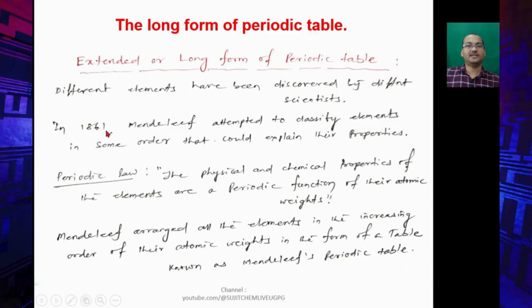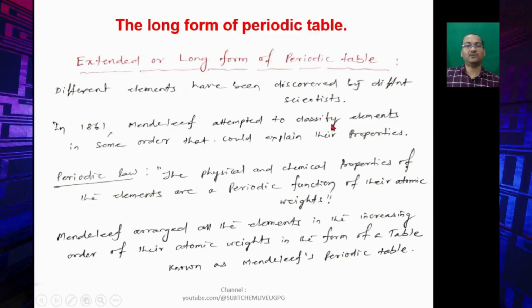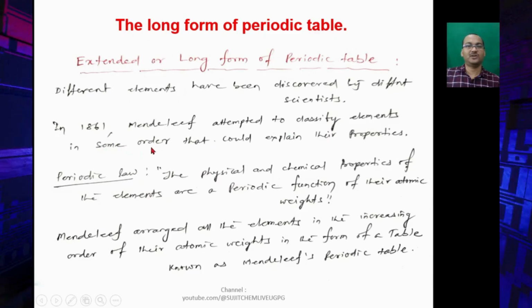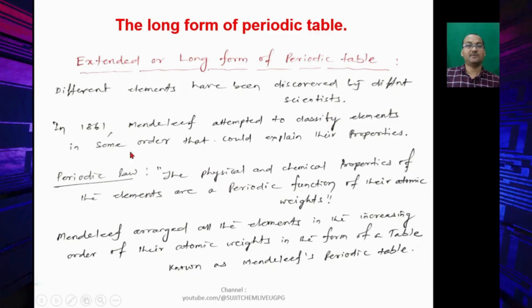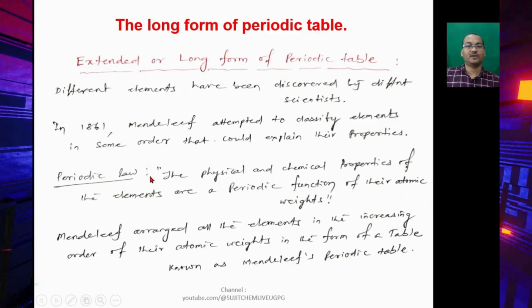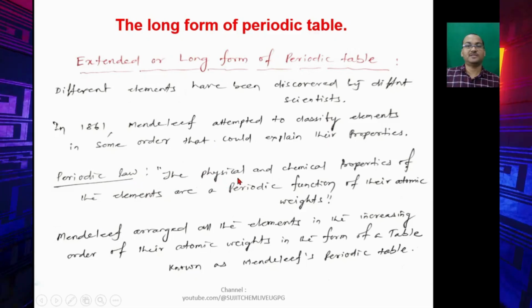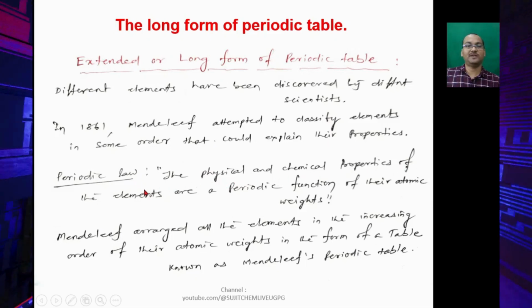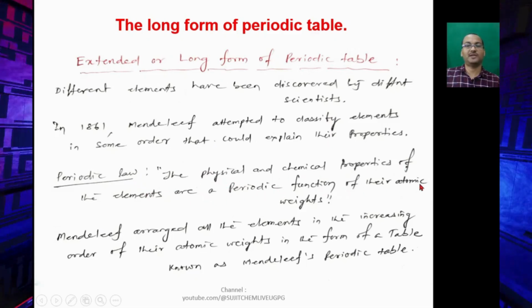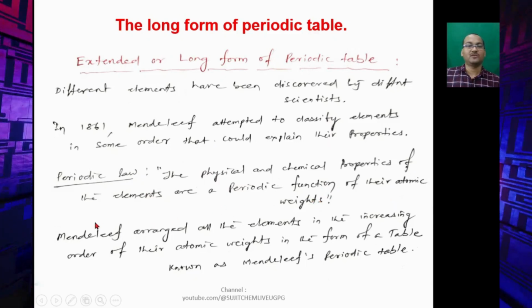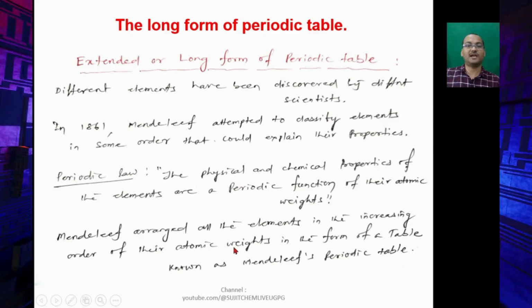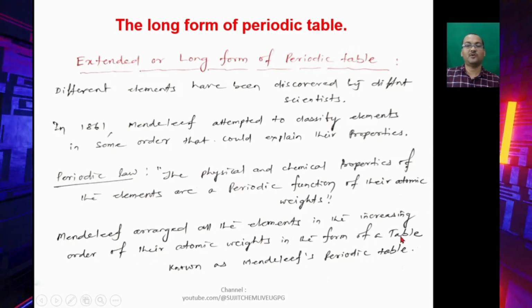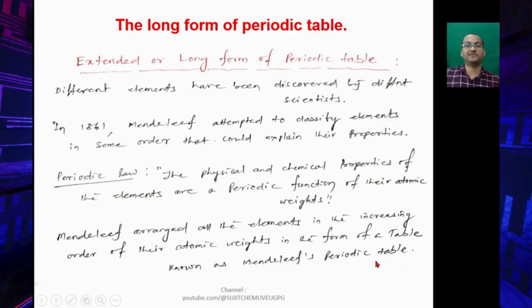In 1861, Mendeleev attempted to classify elements in some order that could explain their properties. That gave rise to the periodic law. The periodic law says the physical and chemical properties of elements are a periodic function of their atomic weights. Mendeleev arranged all the elements in increasing order of their atomic weights in the form of a table known as Mendeleev's periodic table.